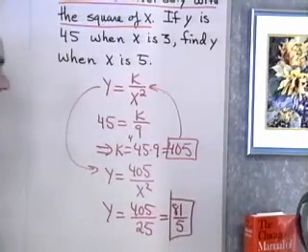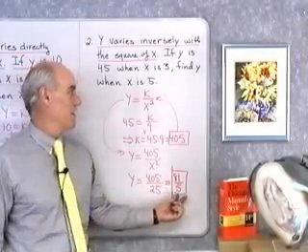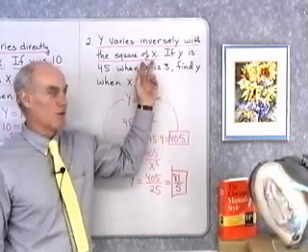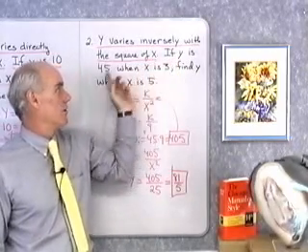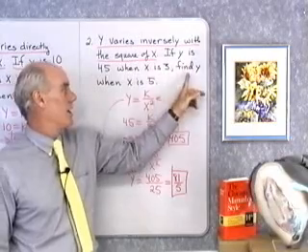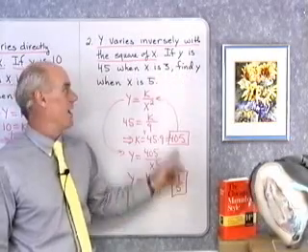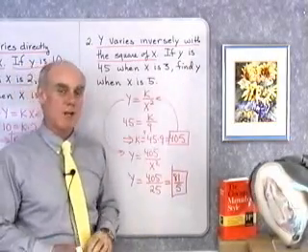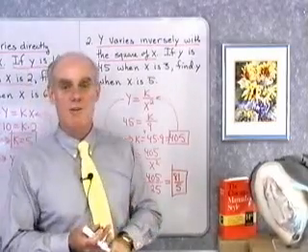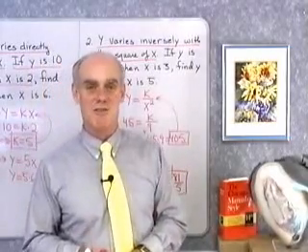It doesn't come out to be a nice number, but it is the correct answer. If y varies inversely with the square of x, and y is 45 when x is 3, then y is going to be 81/5 when x is equal to 5. So there's two problems, one a direct variation problem and the other an inverse variation problem.